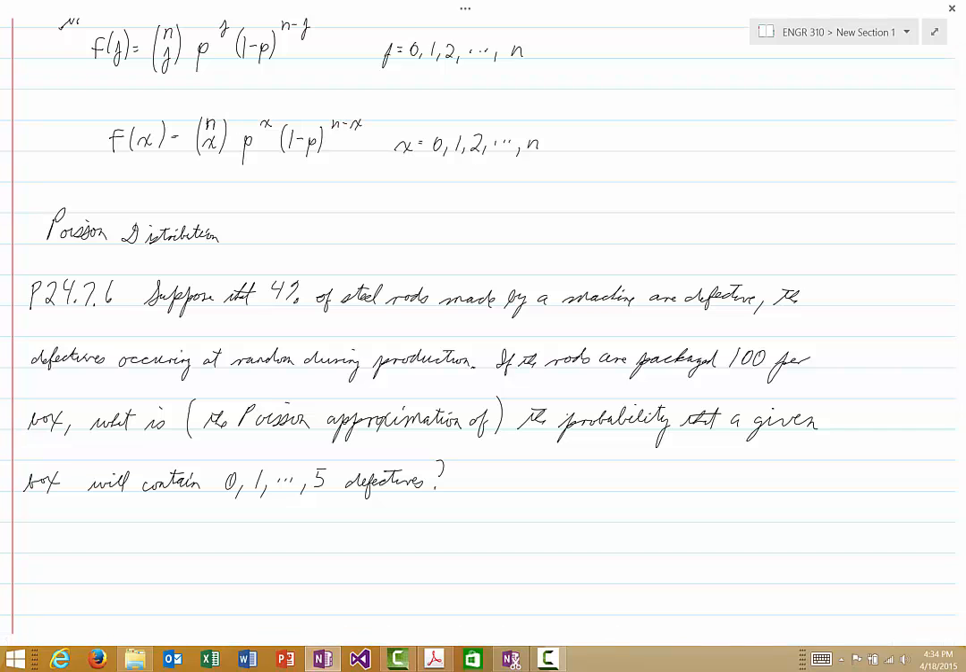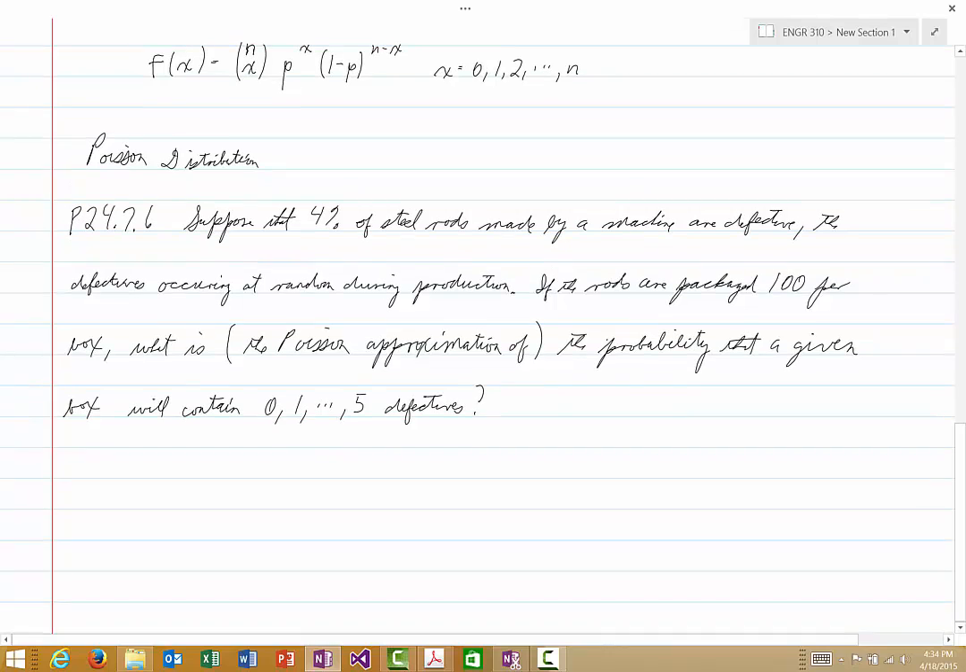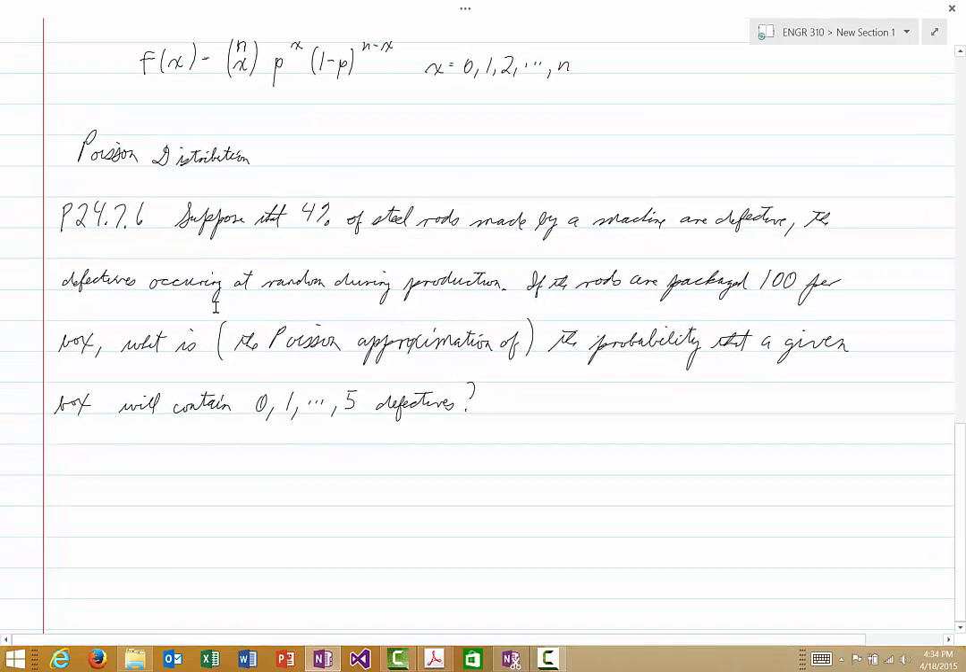Okay. Now, what I'd like for you to do in considering this problem is to first ignore these words that are in the parentheses. So just think that the question is, if the rods are packaged 100 per box, what is the probability that a given box will contain 0, 1, ... up to 5 defectives? And we're told again that 4% of steel rods made by a machine are defective.